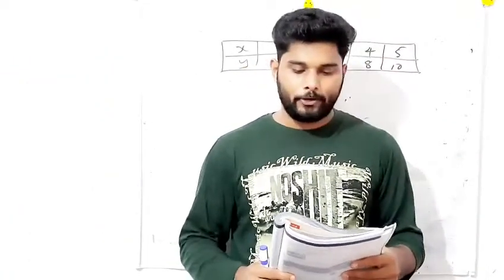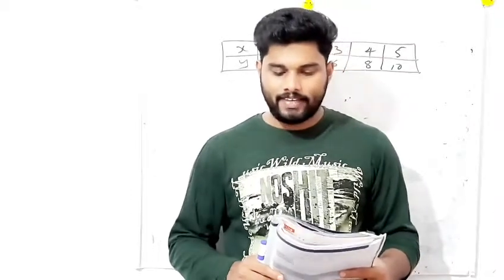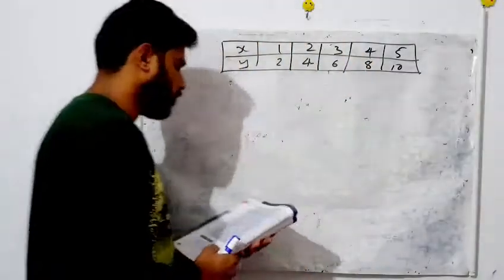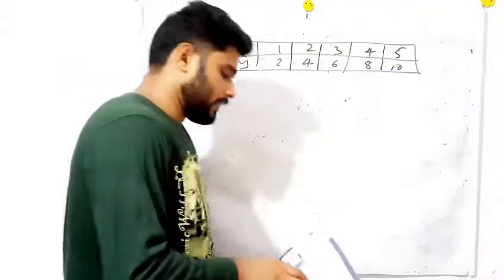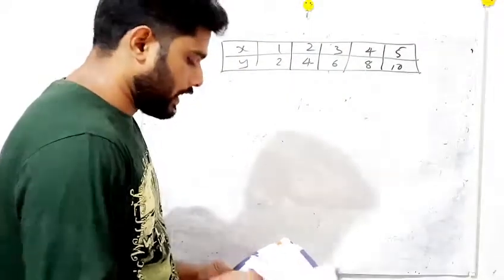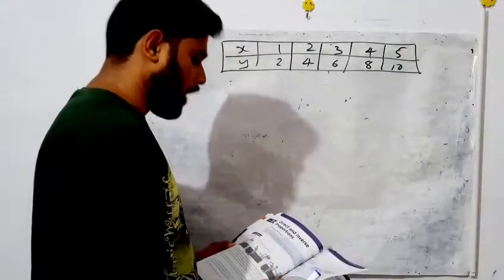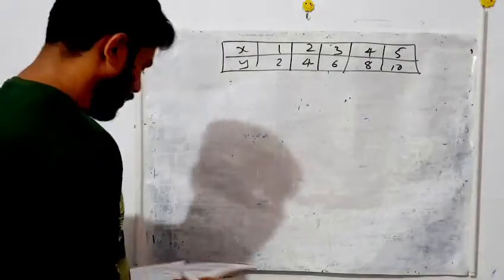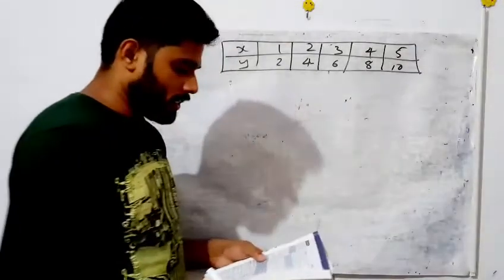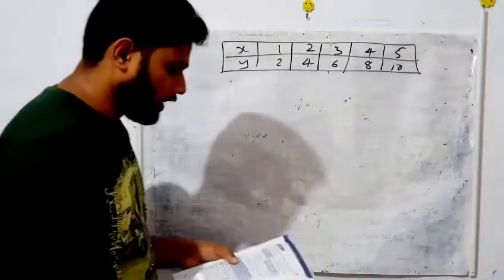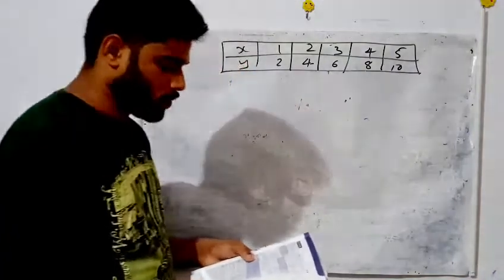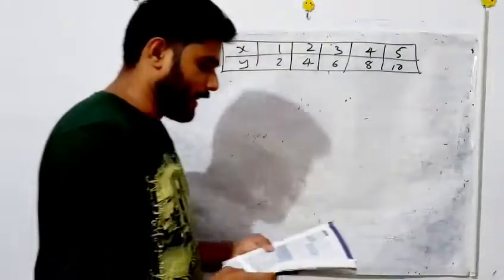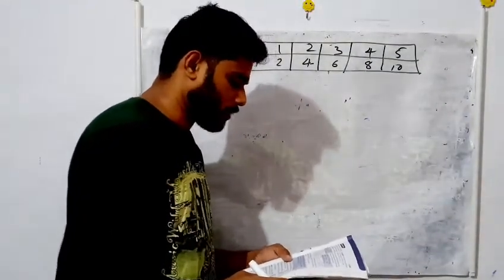Observe the tables given below and in each one find whether x and y are in direct proportion. Okay, we have to find out whether it's direct proportion or not. We already learned that one. You remember, we already discussed it in the introduction part. If two quantities, x and y, are said to be in direct proportion, if they increase or decrease together in such a manner that the ratio of their corresponding values remains constant.